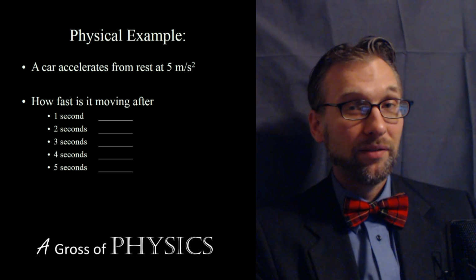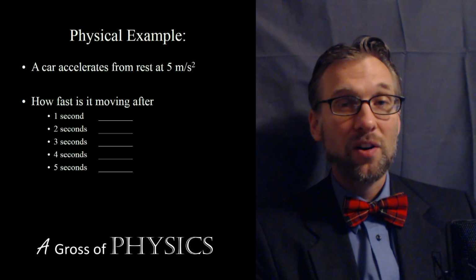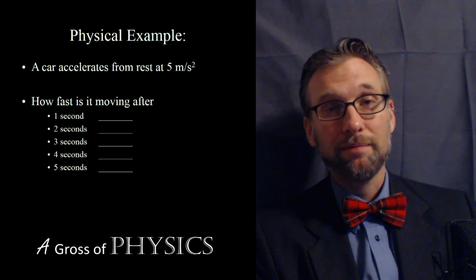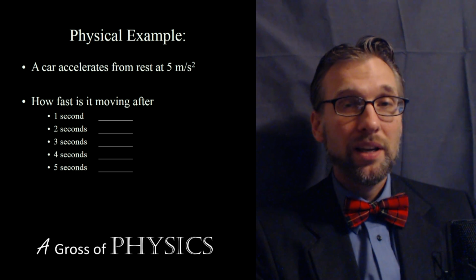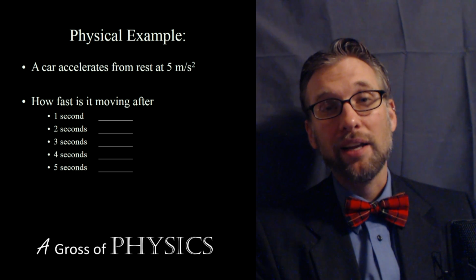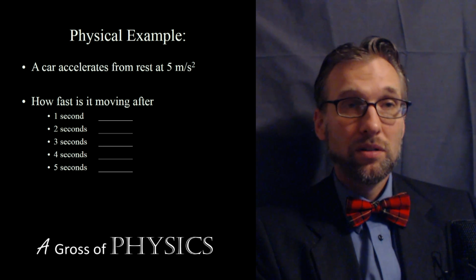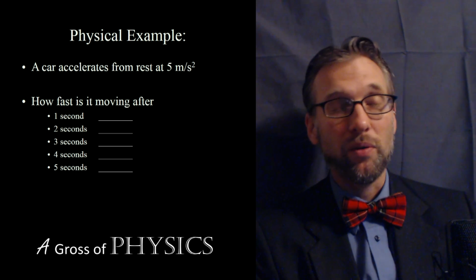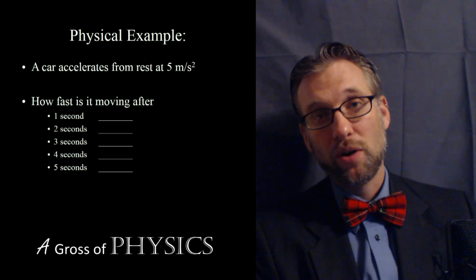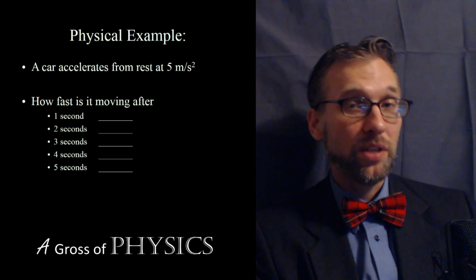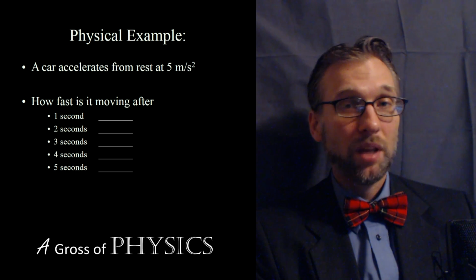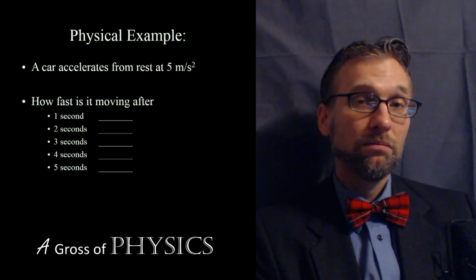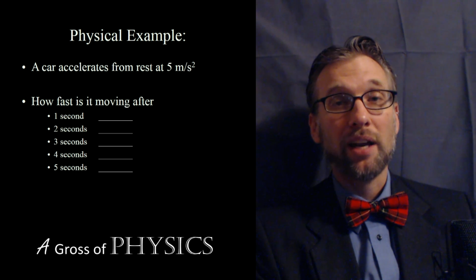Now I've stalled long enough. How fast is this car going to be traveling every second? Now all we have to do is add 5 meters per second to each second. So at the first second, we were traveling at rest to begin with. After 1 second, we'll be traveling at 5. After 2 seconds, 10, then 15, then 20, then 25 meters per second.